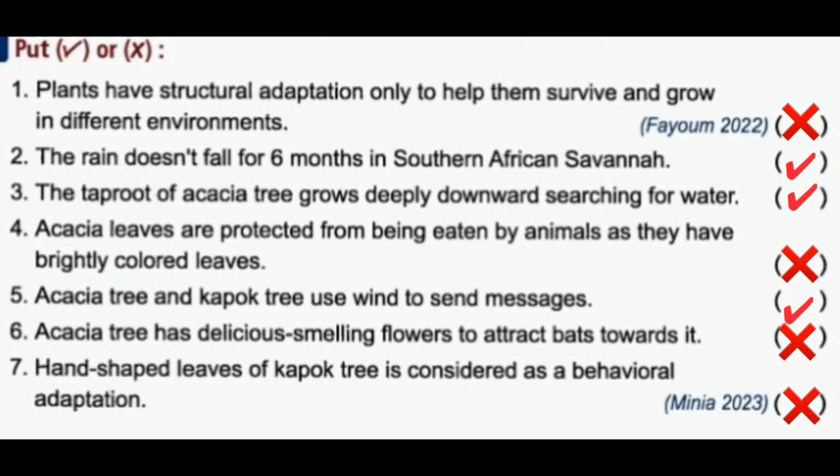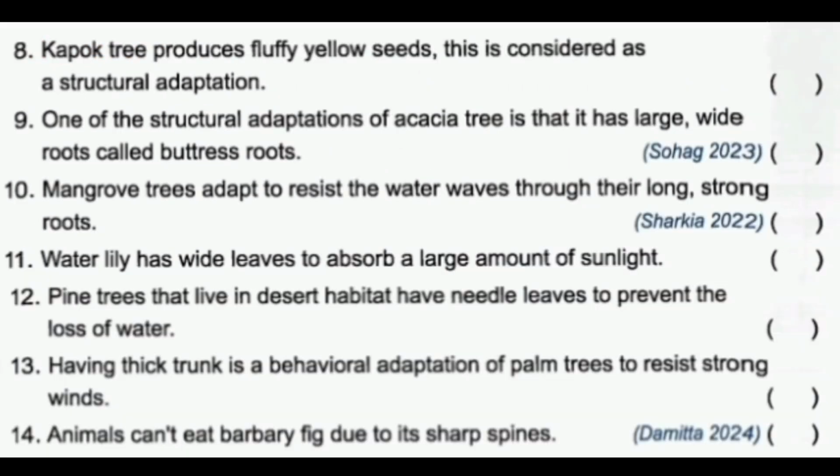Number 8. Kabak tree produces fluffy yellow seeds. This is considered as a structural adaptation. True. Number 9. One of the structural adaptations of acacia tree is that it has large, wide roots called buttress roots. Acacia tree has buttress roots or has taproot? Acacia tree has taproot, so the answer is false.